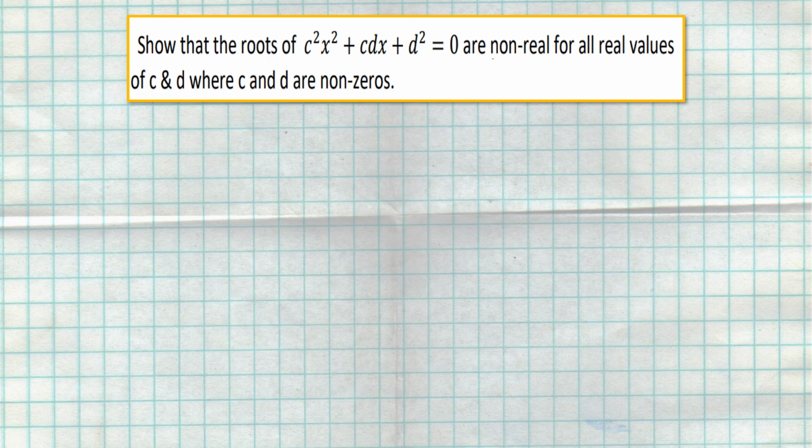Now they want you to show that the roots of this equation are non-real. In other words, what do they want you to show? They want you to show at the end that delta is going to be less than 0. If you fail to show this, it means you haven't shown that the roots are non-real, because the condition for non-real says delta must be less than 0. If you fail to show this, you didn't show anything, right? You didn't answer the question. So they are saying for non-real, for all real values of c and d, where c and d are non-zeros.